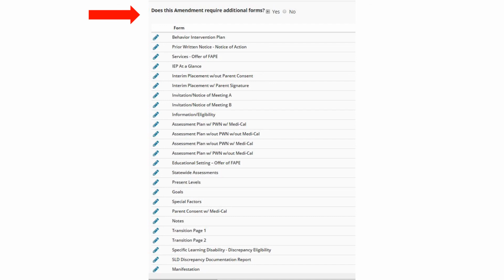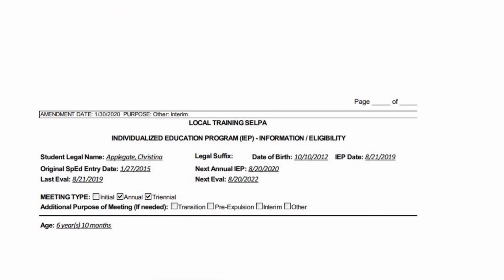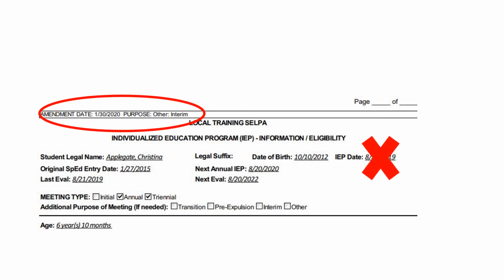When you're done with all the forms you want to make changes to, click on Return to Amendment, and affirming is accomplished in the same way as we discussed for an IEP meeting. This is done from any of the future forms. Click on Affirm, and SEIS will walk you through the process. When you print an amendment, the date of the amendment will print on the top of each IEP form. You should never update the date of the meeting on the information and eligibility page to reflect the amendment date.